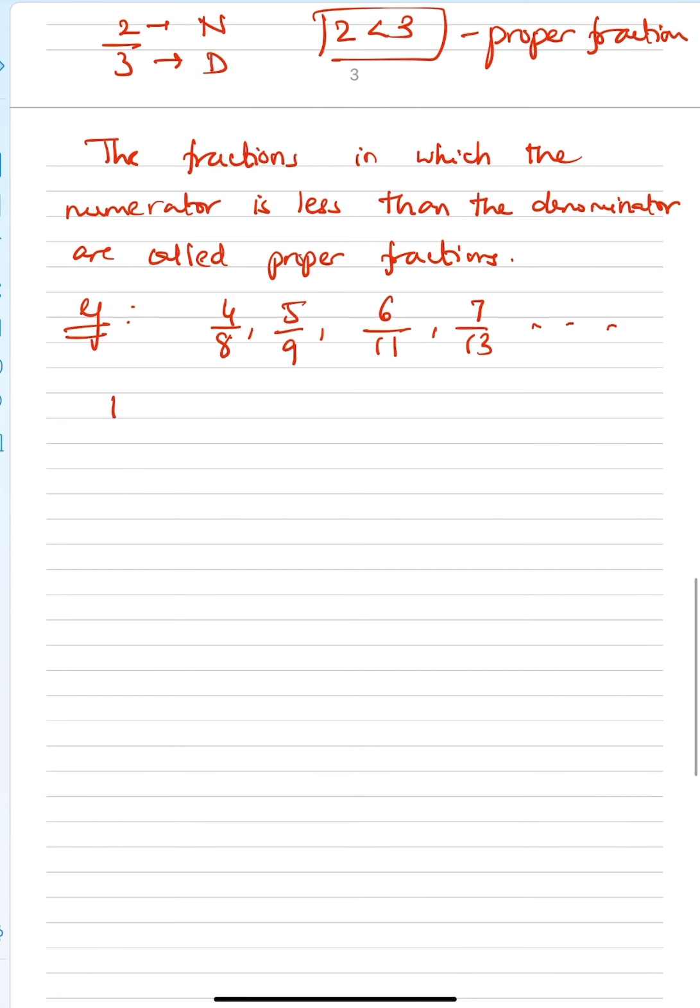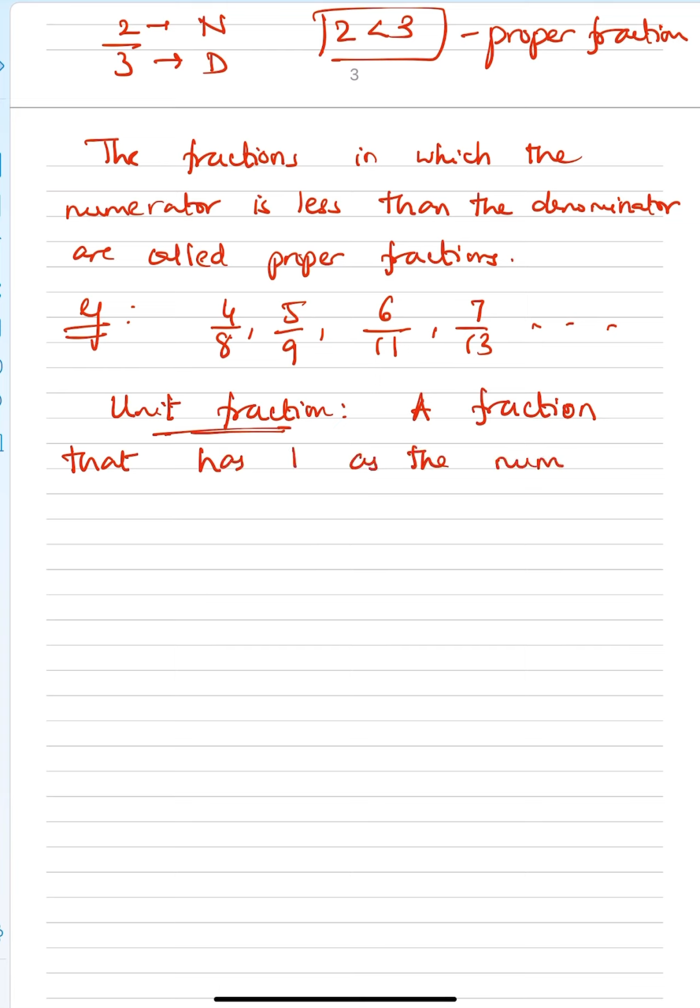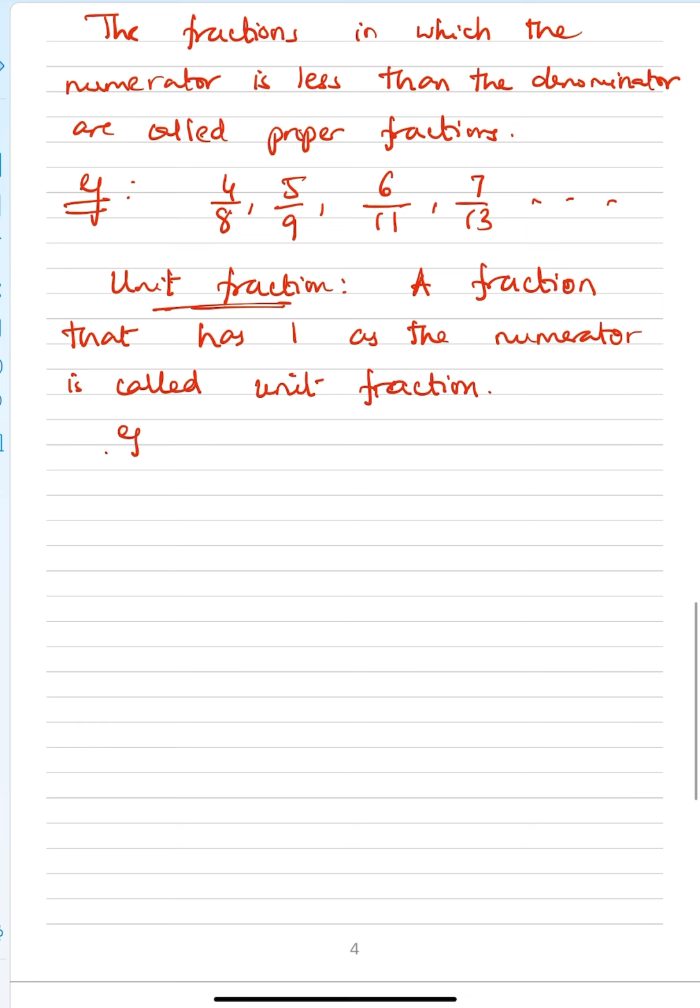Also, there is a unit fraction. That is, a fraction that has one as the numerator is called the unit fraction. Okay, that means the fraction that has 1 as the numerator is called the unit fraction. Let us write examples. It is very easy. 1 upon 7, 1 upon 8, 1 upon 9, 1 upon 13, and so on.